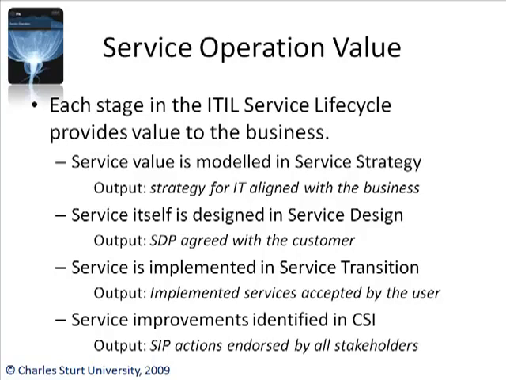The service is then implemented in service transition. And that's where we do the build, the test, and the implementation. And of course, before we go live, you typically have something like a user acceptance test, where we check with the user, is this really what you need? And finally, your service improvements are identified in continual service improvement. CSI is a volume that's looking for improvement opportunities. And all these opportunities will end up in a thing called the Service Improvement Plan. The SIP, a Service Improvement Plan, contains all those improvement actions endorsed by all the stakeholders.